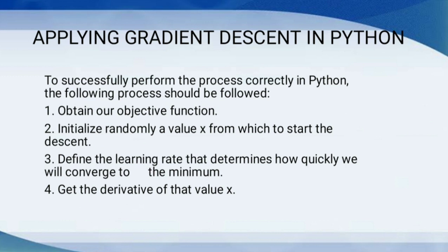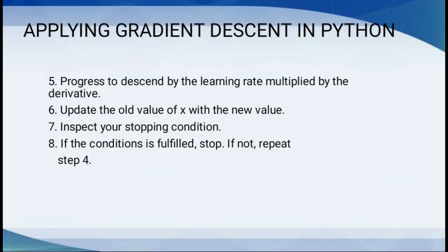1. Obtain our objective function. 2. Initialize randomly a value x from which to start the descent. 3. Define the learning rate that determines how quickly we will converge to the minimum. 4. Get the derivative of that value x. 5. Progress to descend by the learning rate multiplied by the derivative. 6. Update the old value of x with the new value.